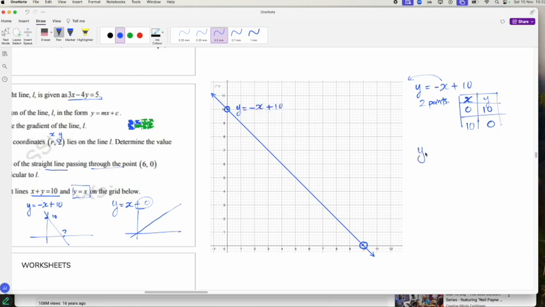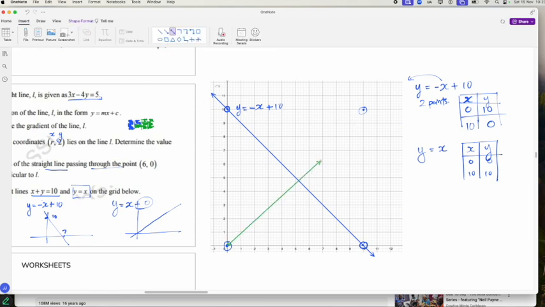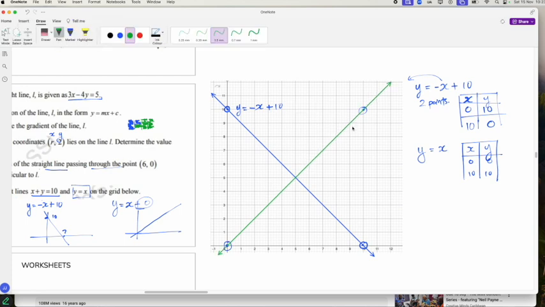And then the second line is the line y is equal to x. And of course, if you want 2 points here, you could pick and choose because x and y will always be equal, because y is equal to x. So if x is 0, y is 0. If x is 10, y will be 10. So you have 0, 0 here. And you have 10, 10 here. And this other line, this is your line y is equal to x. Yeah. And so this is how you draw two lines.